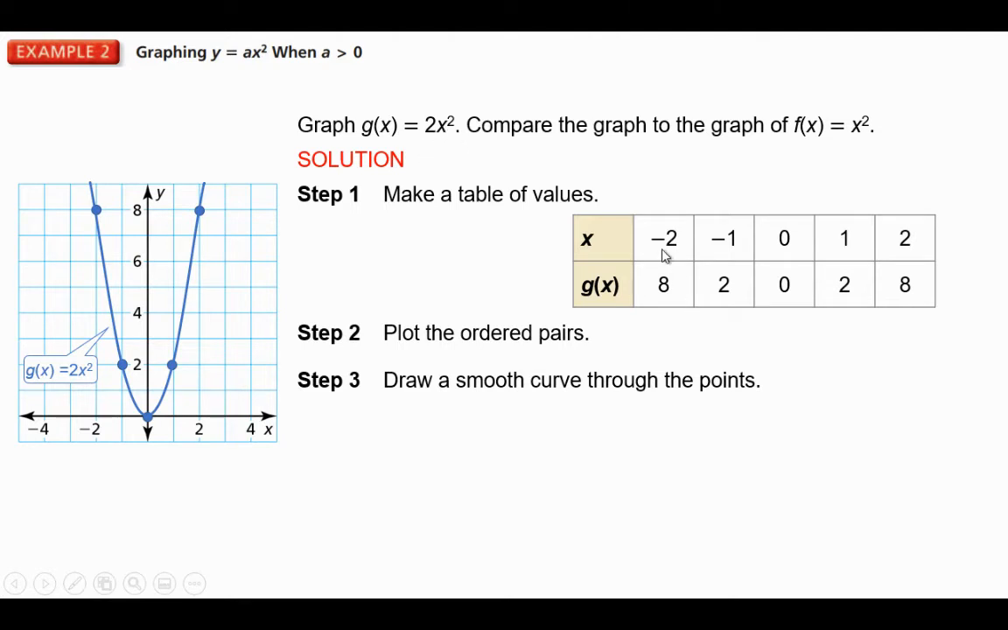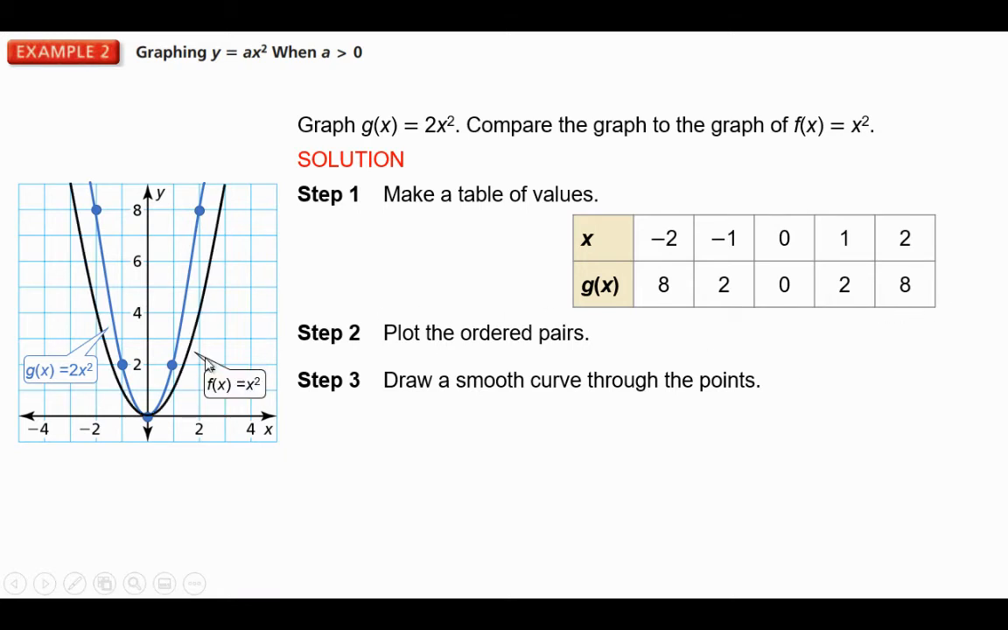So if we take our x value -2 and we square it, that gives us 4, and then multiply it by 2, that would give us a value of 8. We would continue that all the way through, and we would get our ordered pairs. And we see that the graph decreases in value. It goes from 8 to 2 to 0. And then it goes from 0 to 2 to 8. So we see that it's decreasing to 0 and then increasing to 8.